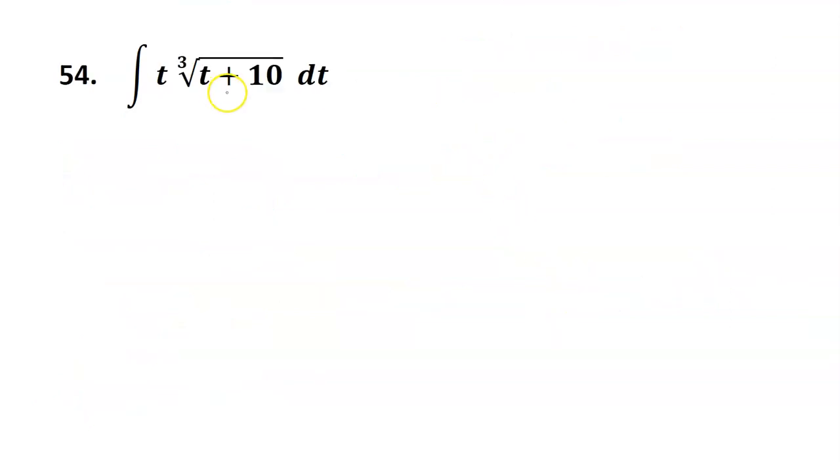For number 54, we want to let u equal the stuff that is under this radical. But if u is equal to t plus 10, then u prime is only 1. That's definitely not going to cancel out this t. So we're going to have to use the same sort of technique that we used on the previous problem to get rid of the t.